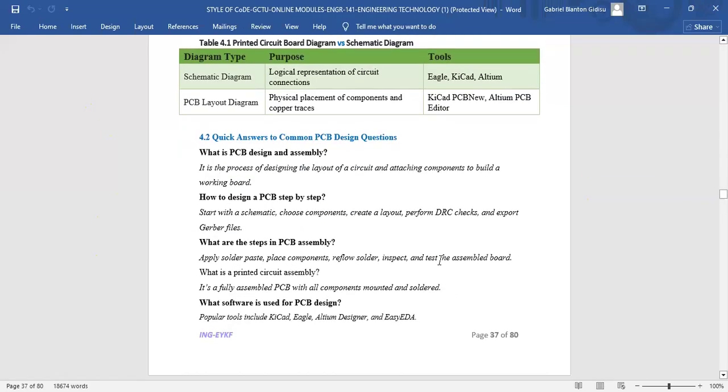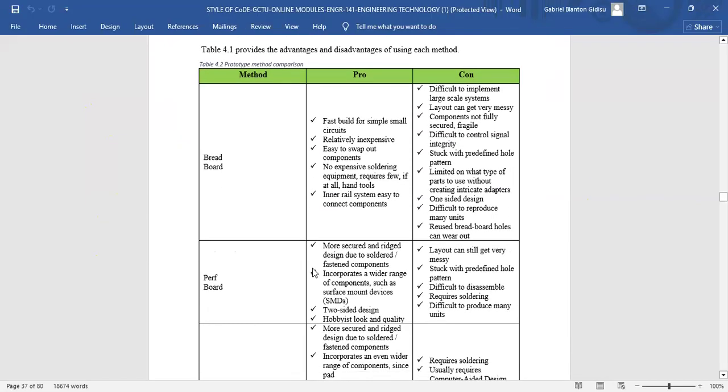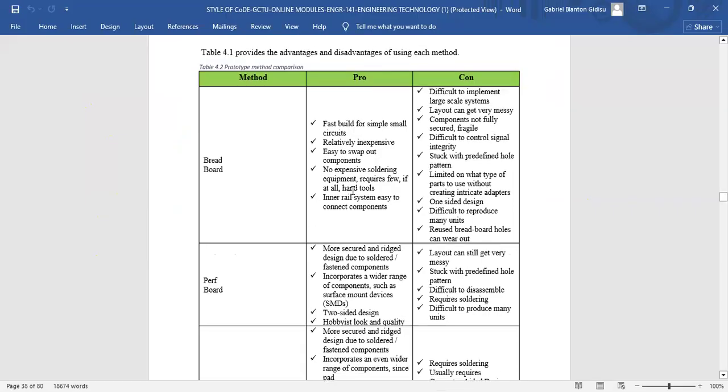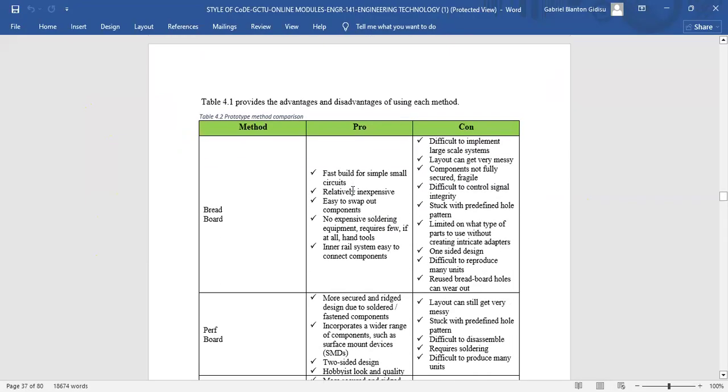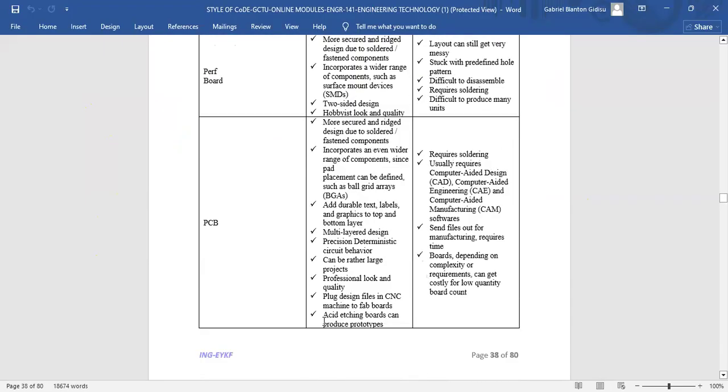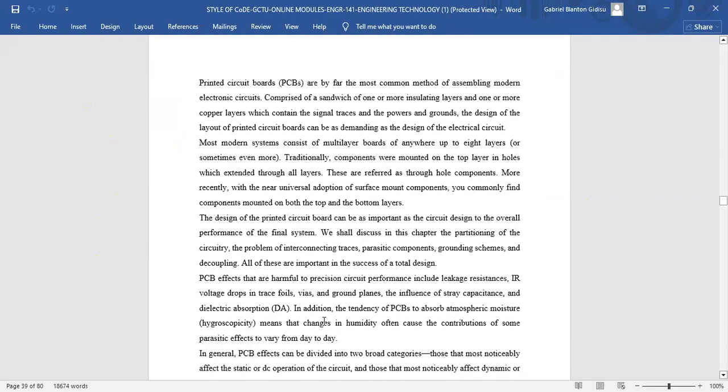Then assembling a PCB. What is PCB design and assembly? I think these questions you can answer when you're in your house. So this also tells us the various methods, the advantages and then the disadvantages. We talk about that one.